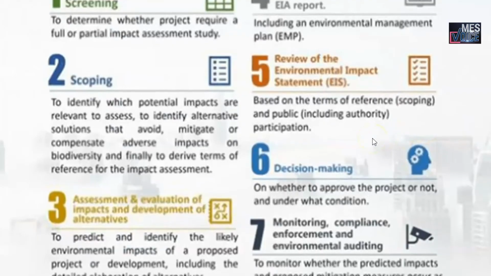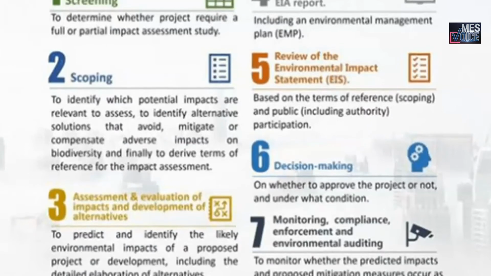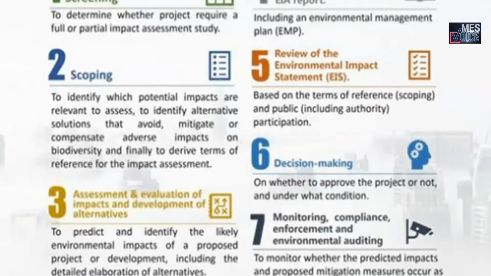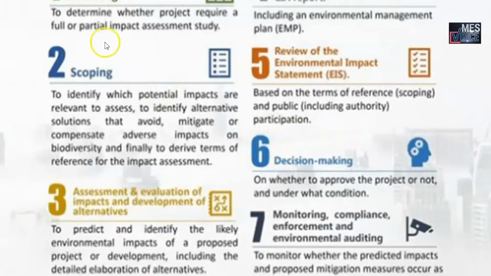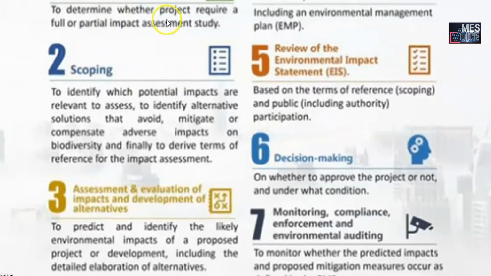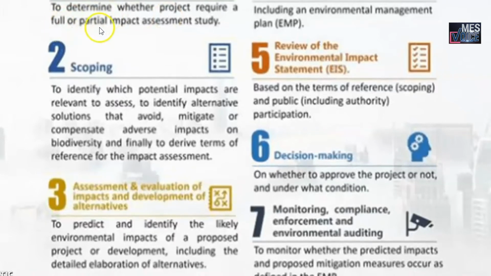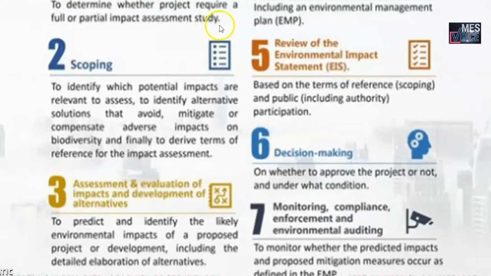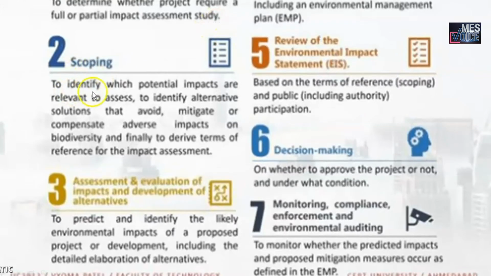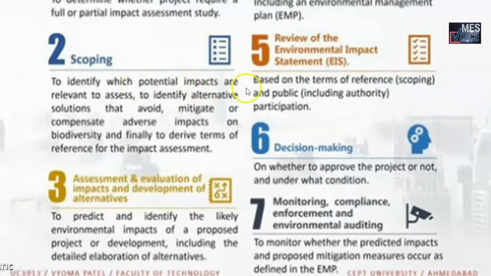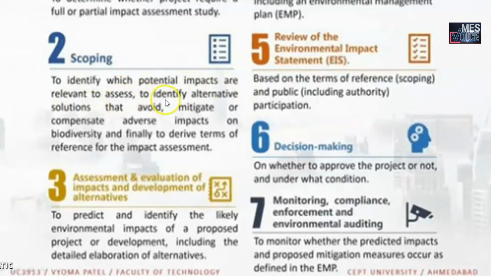In the next slide we have the components of the EIA, and these are the answers to the above questions. Screening. To determine whether a project requires a full or partial impact assessment study. Second, scoping. To identify which potential impacts are relevant to assess, to identify alternative solutions that avoid, mitigate or compensate adverse impacts on biodiversity, and finally to derive terms of reference for the impact assessment.